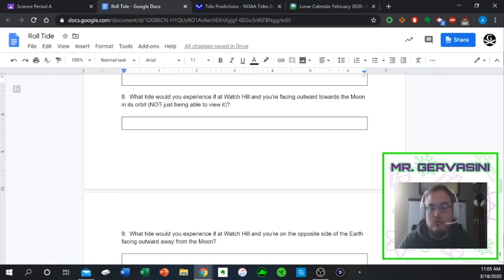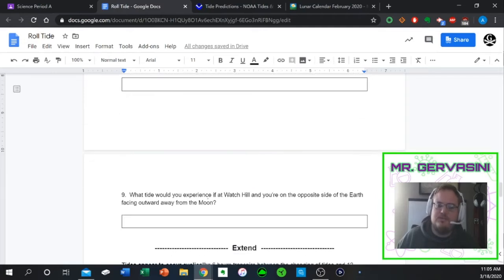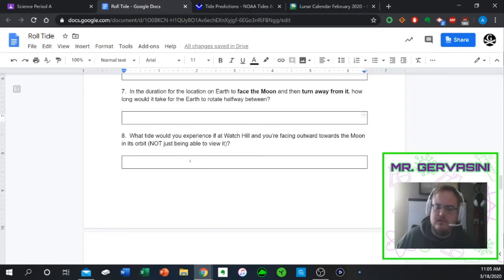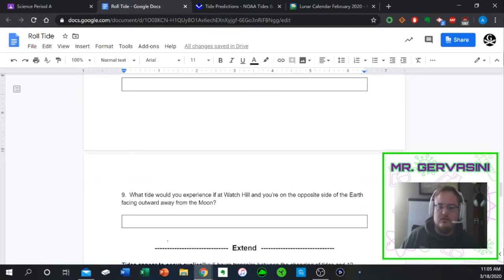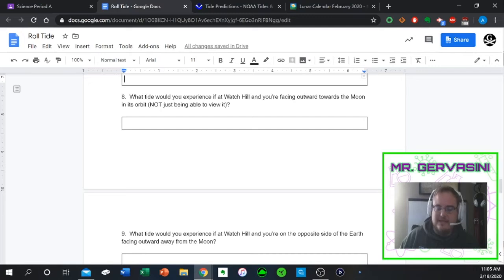Well, the moon, through its gravity, is going to be pulling on the water, the surface that you're at, better than the land, and so you'll experience a high tide. Okay. What tide would you experience on the opposite side? Well, if it takes 12 hours to go from high tide to high tide, and then you rotated halfway from night to day or day to night, then you would also have high tide.